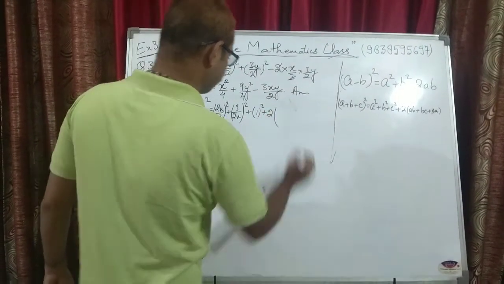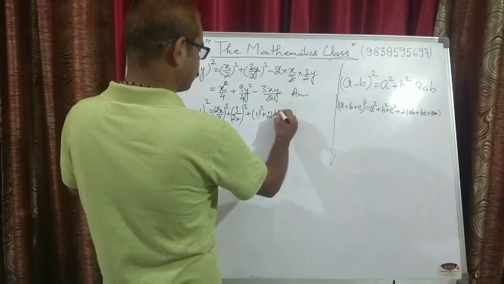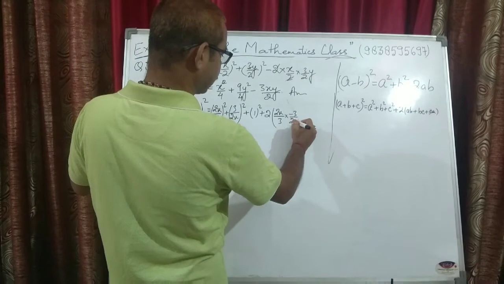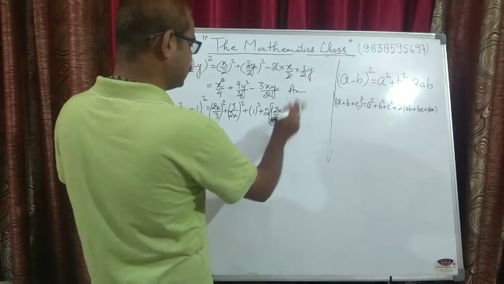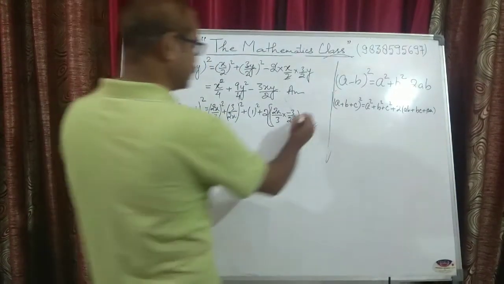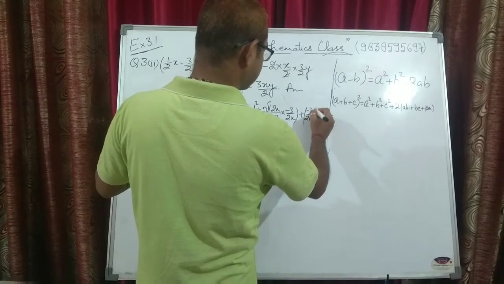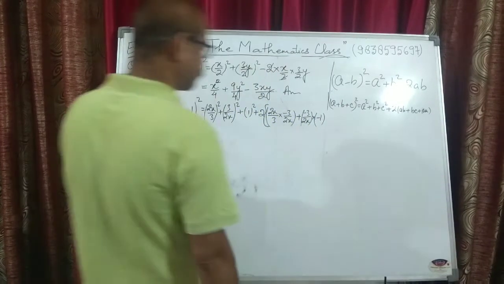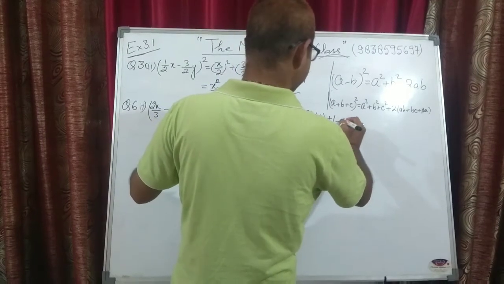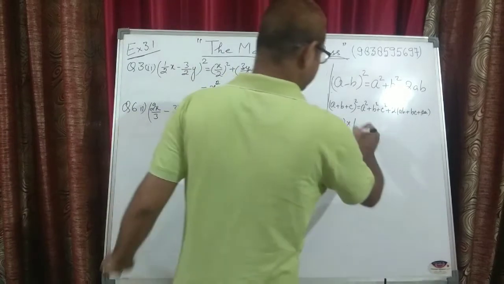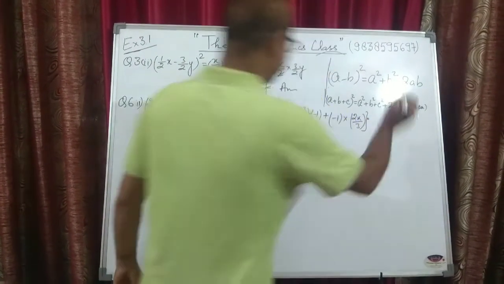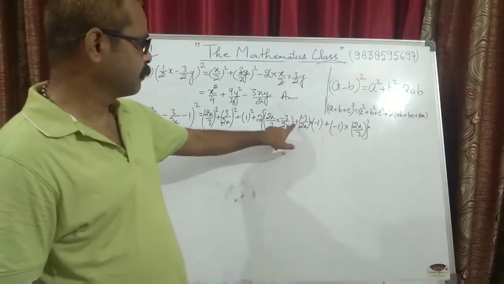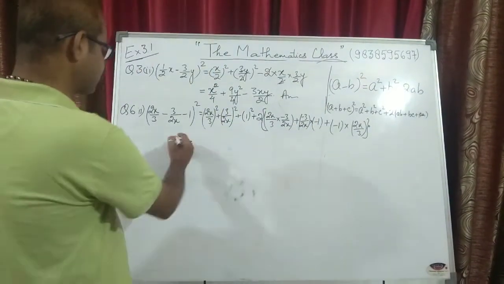Then plus 2 times of ab, where a is 2x upon 3 and b is minus 3 upon 2x, then plus bc, where bc is minus 3 upon 2x into minus 1, and plus ca, where c is minus 1, into 2x upon 3. Now you have to simply solve it out. Just compute a square plus b square plus c square plus 2 times of ab plus bc plus ca.